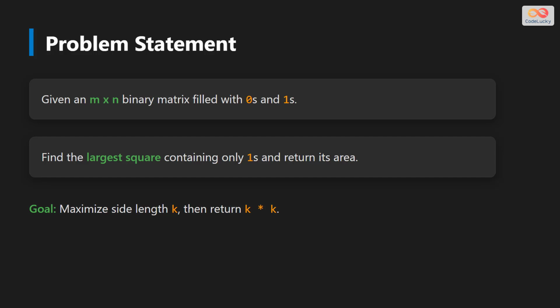Here is the problem statement. We are given an m by n binary matrix filled with zeros and ones. Our task is to find the largest square that contains only ones and return its area. Remember, we are looking for the area, so if the side length is k, the answer is k squared.